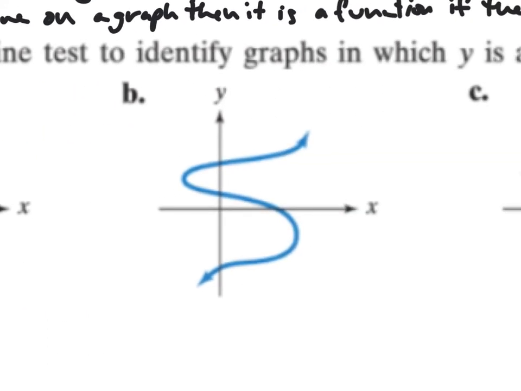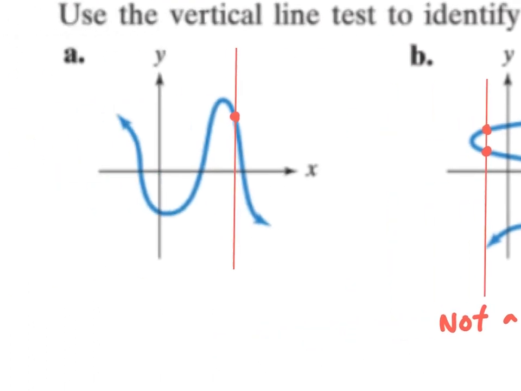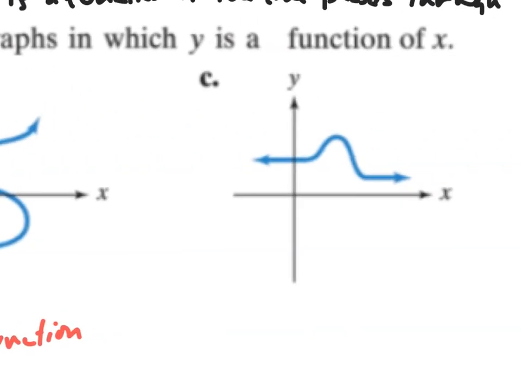Okay, so in part B, if I do the vertical line test on B, here's what's going to happen. If I move this across, boom, all of a sudden I have 1, 2 points. That is not a function. So this is not a function. Okay. Over here, this is a function. Part C, all right, if I do that one, let me draw my vertical line. And so if I move my vertical line across, okay, it's only going to hit at one point. So yes, it is a function.